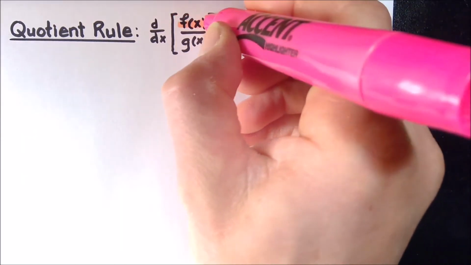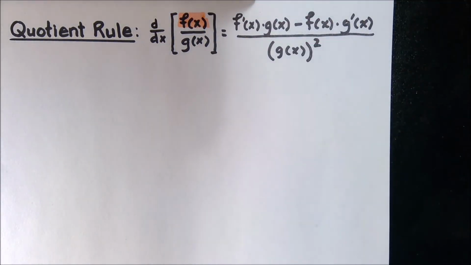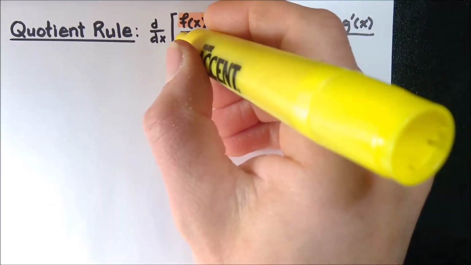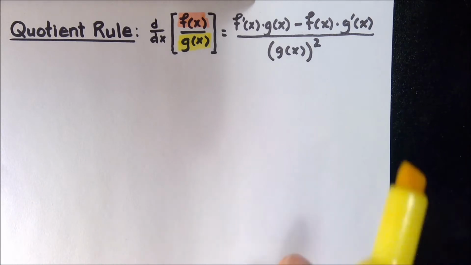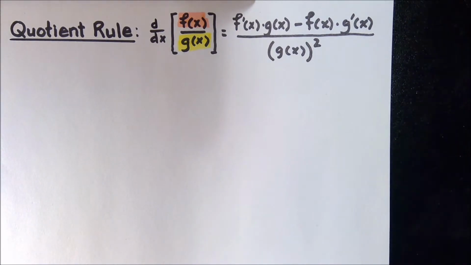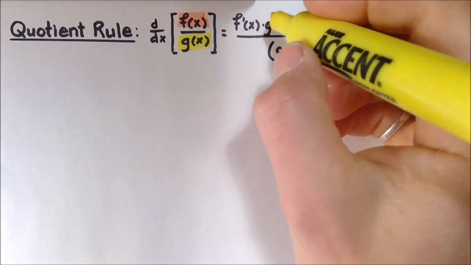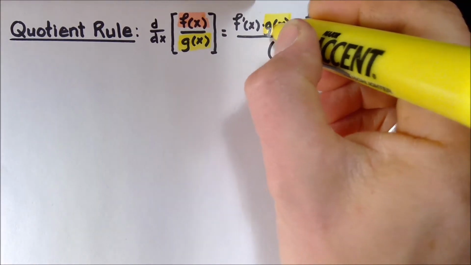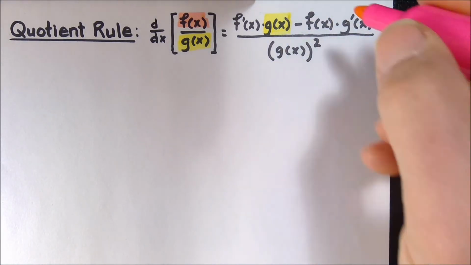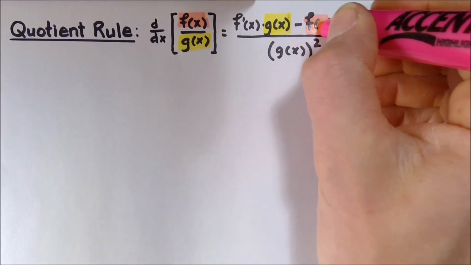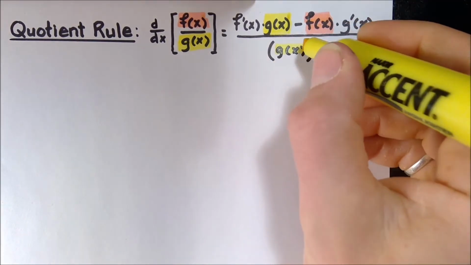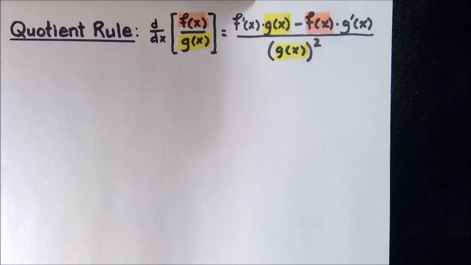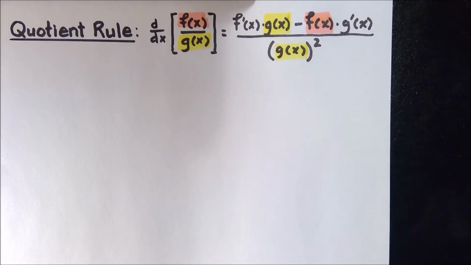Notice, we've got f of x on top in the numerator, g of x in the denominator. The quotient rule says that you take the derivative of the numerator times the denominator, and I'm just going to highlight when it's exactly the same, no derivative, minus the numerator times the derivative of the denominator, over the denominator squared.